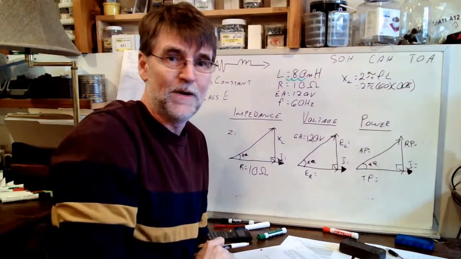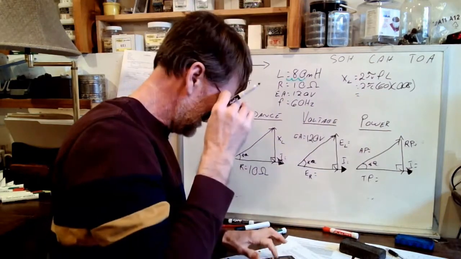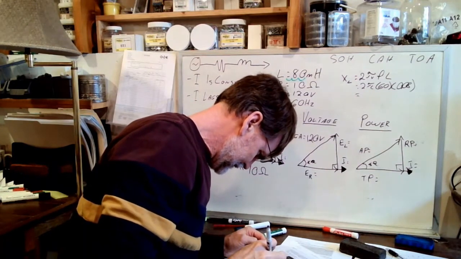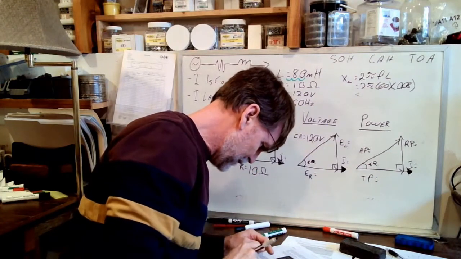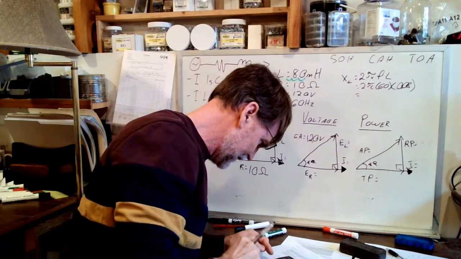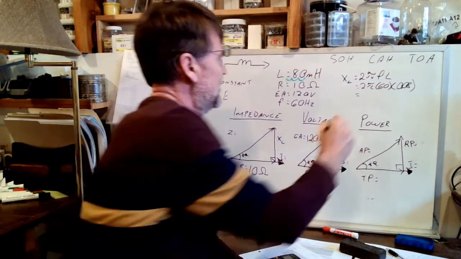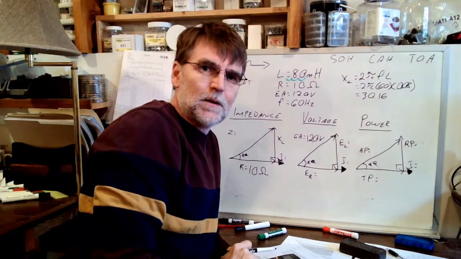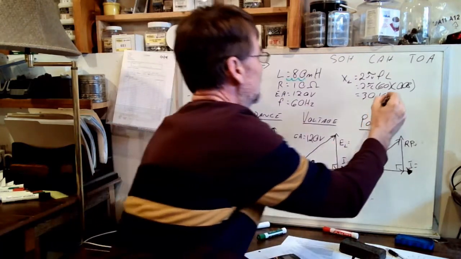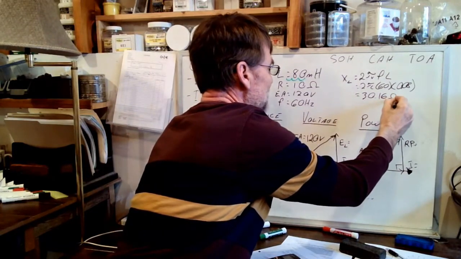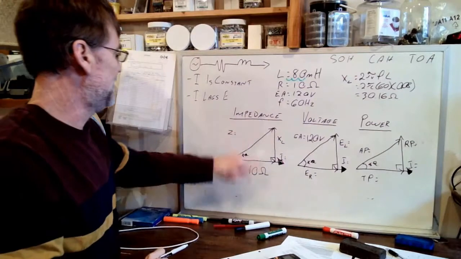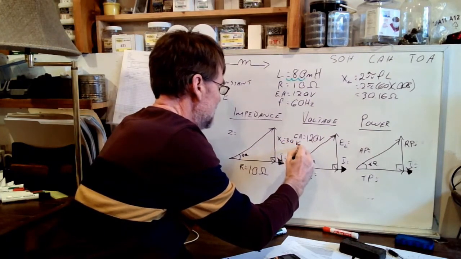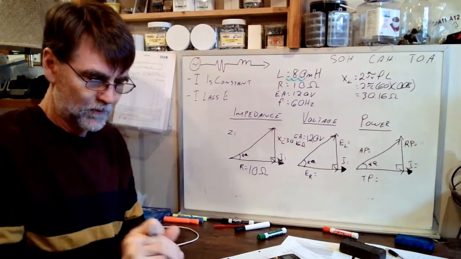That's the number we must use here in the equation, which equals, I'm going to get my calculator out, 2. Where is my pi button? There it is. 2 pi times 60 times 0.08 equals 30.16. What's the units on that number? What did we just calculate? XL is reactance, which is a type of resistance, which is impedance, which is an ohmic value. So XL equals 30.16 ohms.